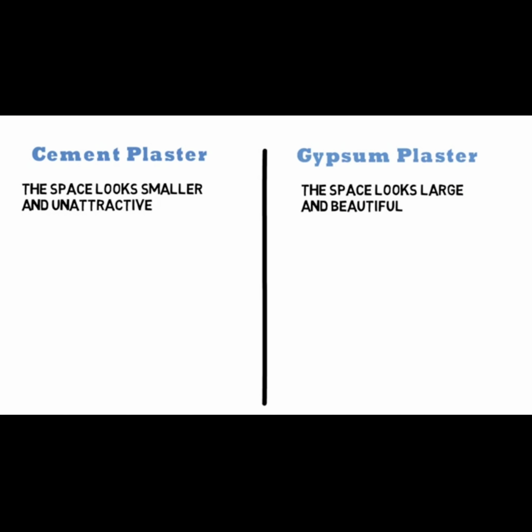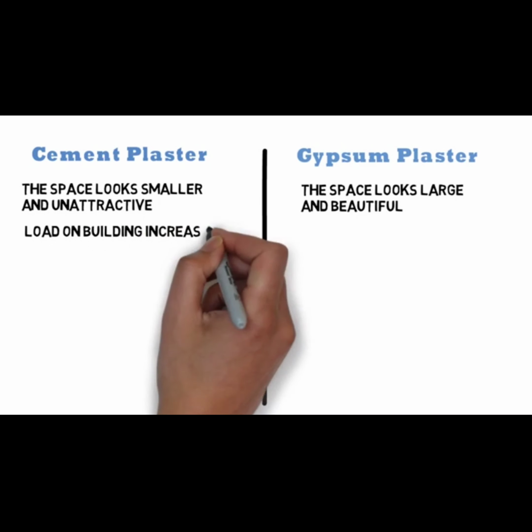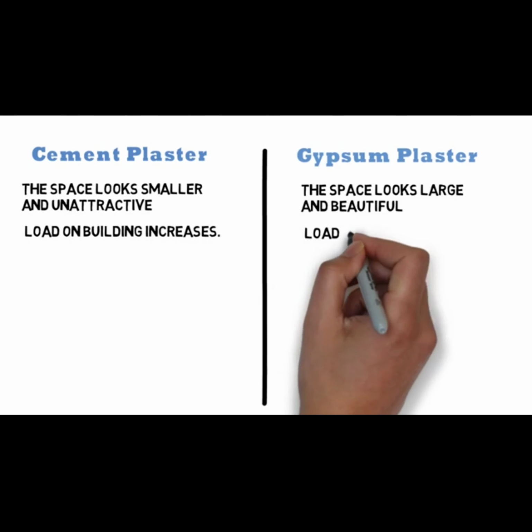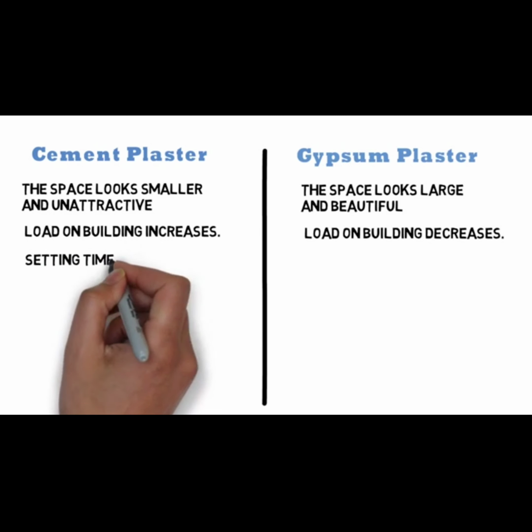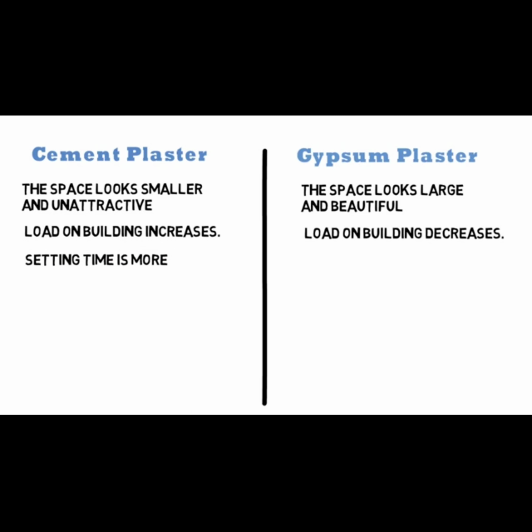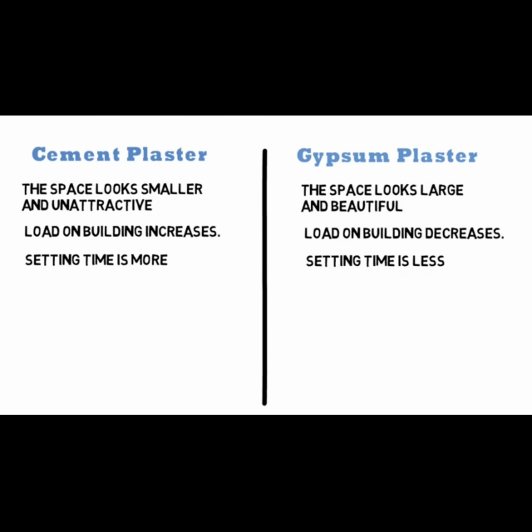Density of cement plaster is higher than gypsum plaster, hence the load on building increases. Density of gypsum plaster is less as compared to cement plaster. Gypsum plaster is light in weight. Minimum 24-hour interval between two coats of cement plaster. Setting time of gypsum plaster can be controlled. Time between two successive coats is very small.